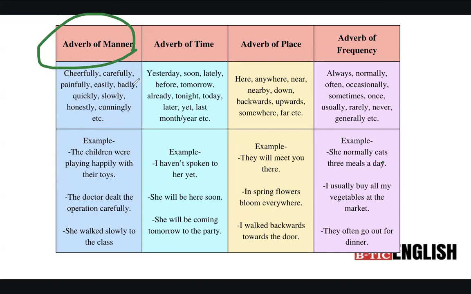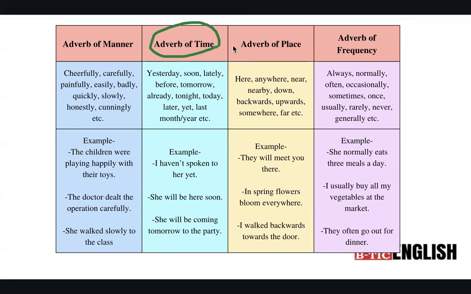So cheerfully, carefully, painfully, easily, badly, quickly, slowly, honestly, cunningly, they are known as adverb of manner. So honestly, you don't say honestly with an H, okay? H is silent. If you say it with the H, it is wrong. So H is silent, you're only going to pronounce O, honestly. Is that clear?